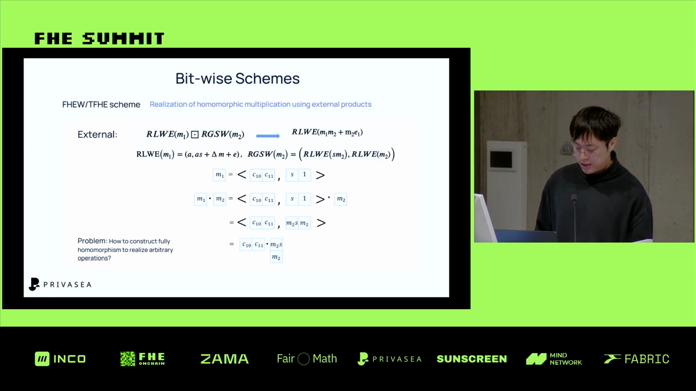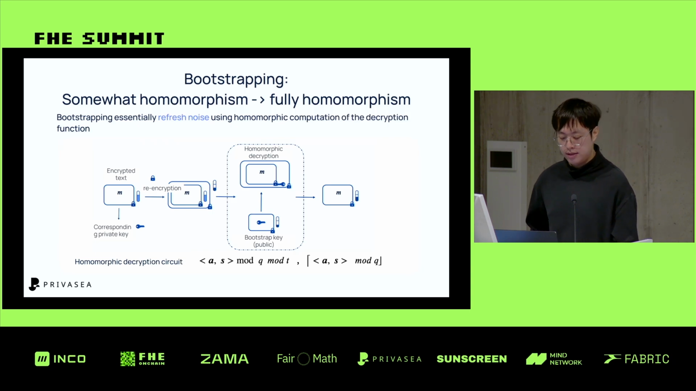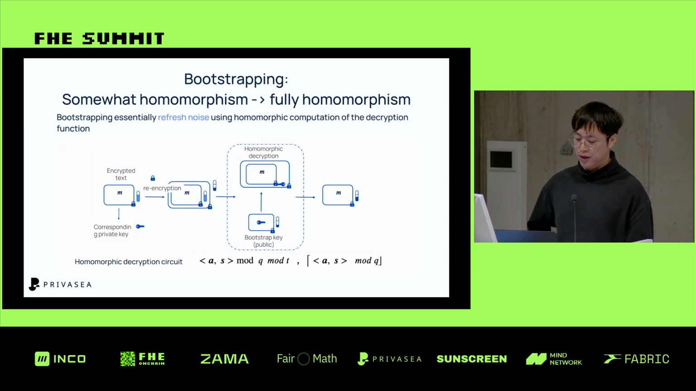Then these constructions give us somewhat homomorphic encryption schemes, because they can evaluate both homomorphic multiplication and homomorphic addition, but are limited in number because the error grows. So how to construct fully homomorphic encryption and realize arbitrary operations? First, we use bootstrapping to solve part of the problem. It can refresh noise. It is the key procedure, but also the performance bottleneck of FHE.